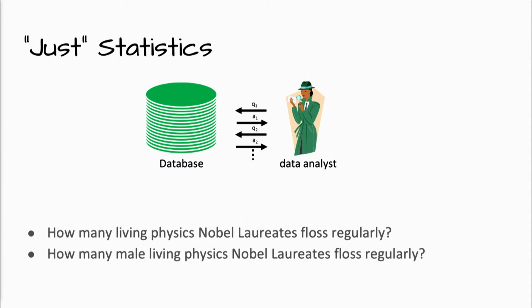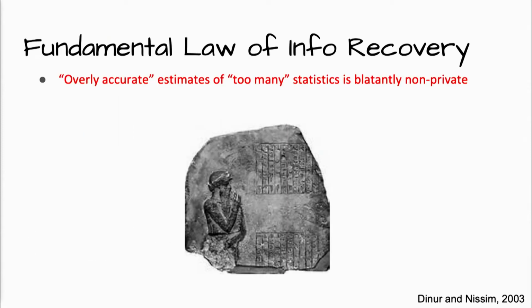Now, suppose I have the exact answer to both of these questions. What can I learn? I can learn whether Donna Strickland flosses regularly or not. Okay? So these two statistical queries, each one of them independently feels very privacy preserving, but when you put them together, you completely compromise privacy.